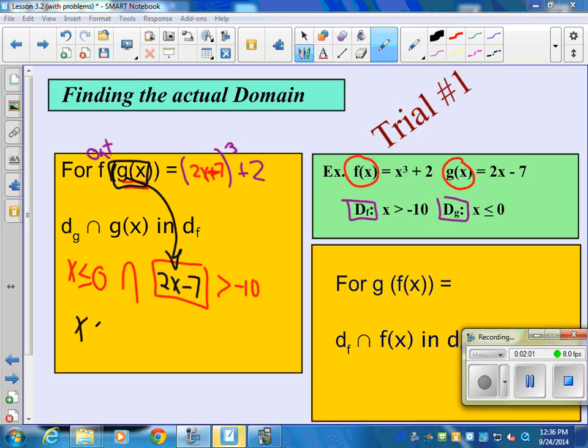So x is less than or equal to 0. 2x is greater than, if I add 7, this will be negative 3. Did you get x greater than negative 3 halves? Yeah.